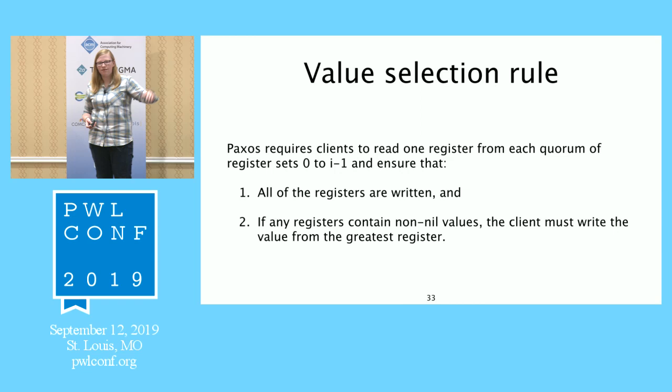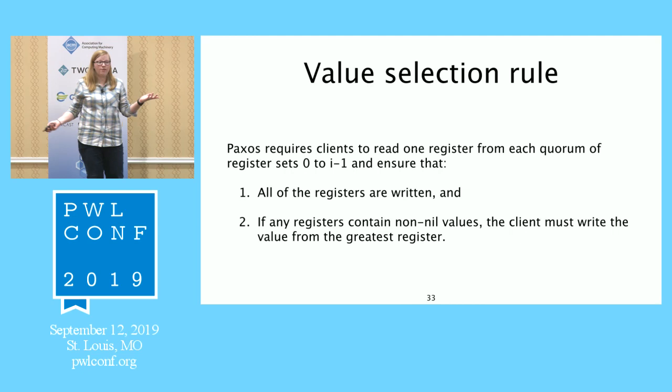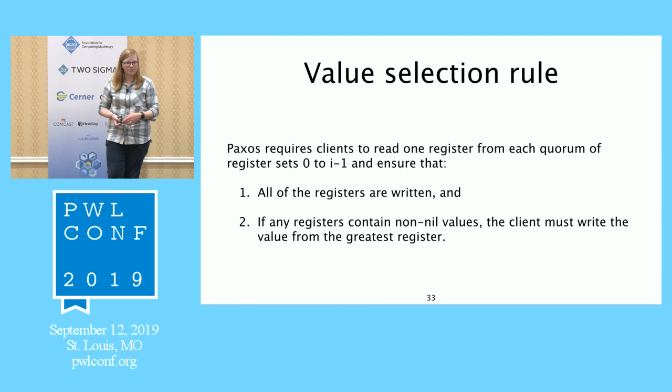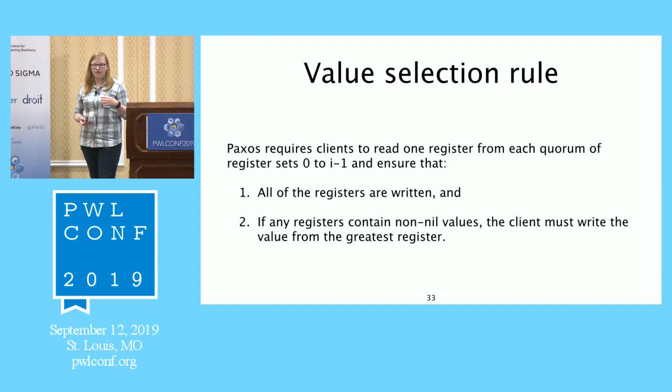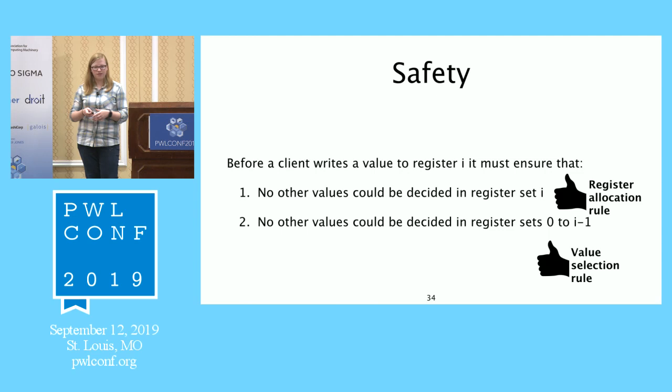They could be running at the same time as another client. The other client could have just failed or given up and walked away. So they're going to tidy up the mess and they're going to learn about the decision that was made. But they have to, for the purposes of safety, write the same value to ensure that there's not a conflict in decisions. So that's how we deal with the second of these two safety criteria.